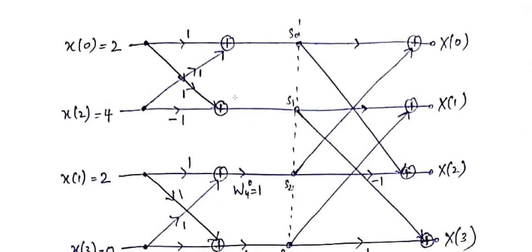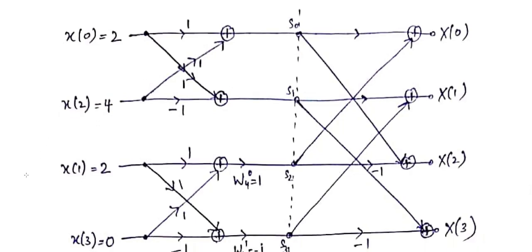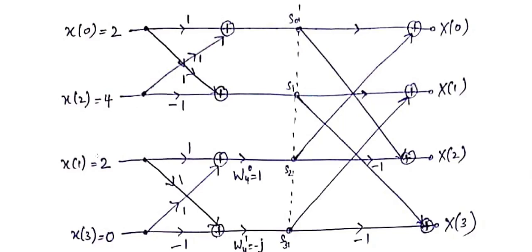This is, we can say, the butterfly structure, because we are implementing FFT using a butterfly structure. For decimation in time, first we have to shift the order of small x, meaning the input. So it is x0, x2, x1, x3. We have kept the values.